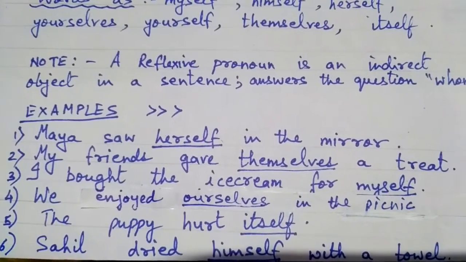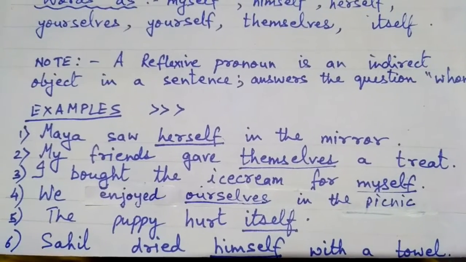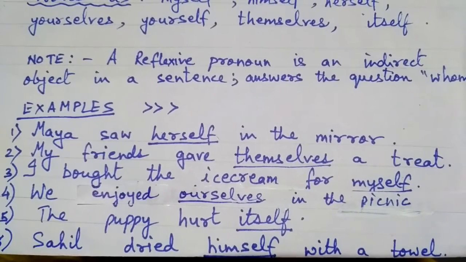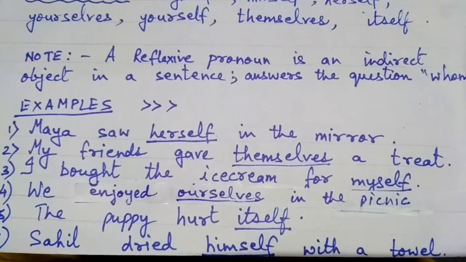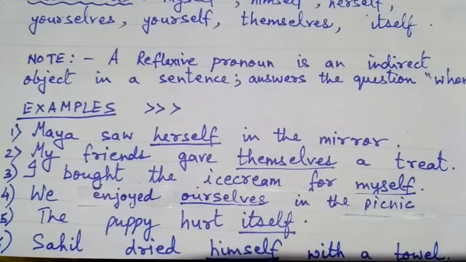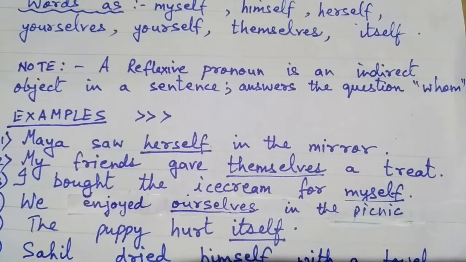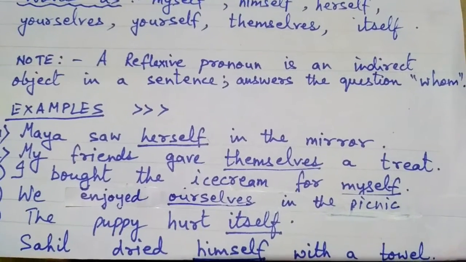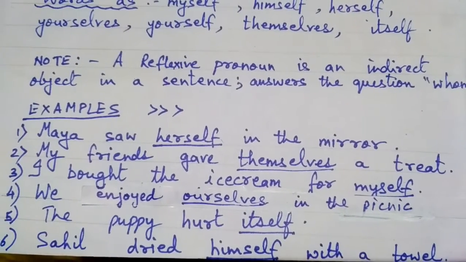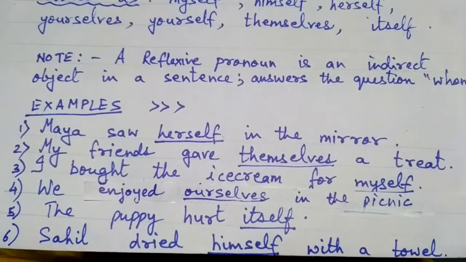Second example: My friends gave themselves a treat. My friends is the subject. Gave what? A treat. But to whom? To themselves. So the word themselves is related directly to the term my friends, which is the subject here, as well as it is a pronoun which is an answer to the question whom. In this case, the pronoun themselves is a reflexive pronoun.